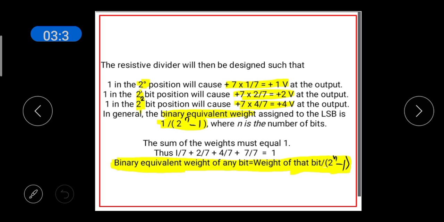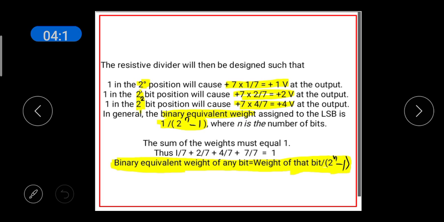Now we have to design a resistive divider in such a way that the 1 in the 2 power 0 position will cause plus 7 into 1 by 7 is equal to plus 1 volt at the output. Here we assume that 1 state is plus 7 volt and 0 state is 0 volt. A 1 in the 2 power 1 bit position will cause plus 7 into 2 by 7 is equal to plus 2 volt at the output. A 1 in the 2 power 2 bit position will cause plus 7 into 4 by 7 is equal to plus 4 volt at the output.